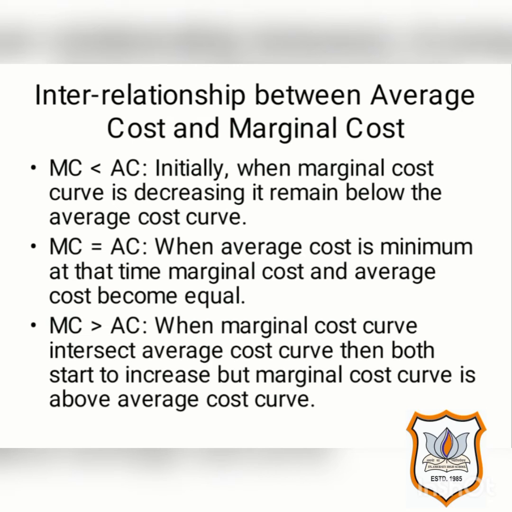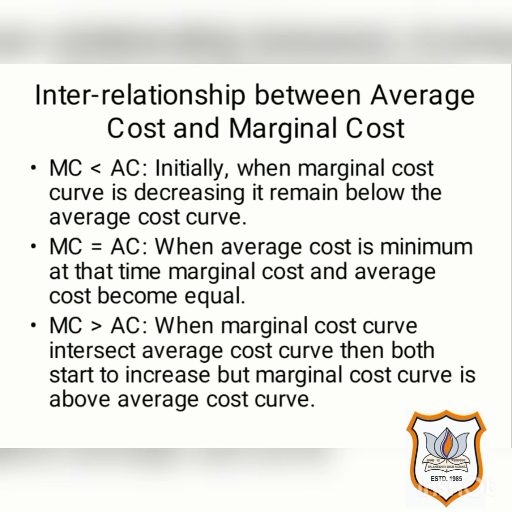Now the next relation is marginal cost is equal to average cost. This is when average cost is at its minimum. As we have already studied, average cost initially decreases, then it reaches a minimum level, and only after that does it begin to increase again.